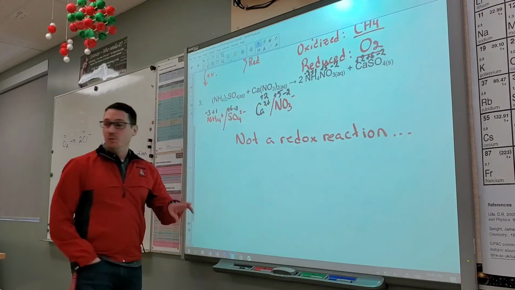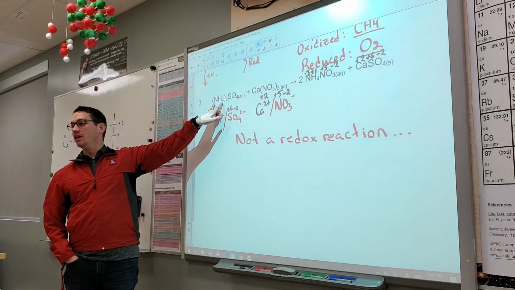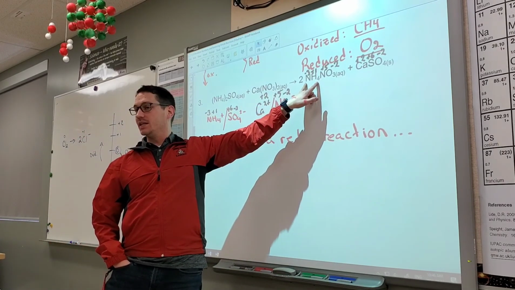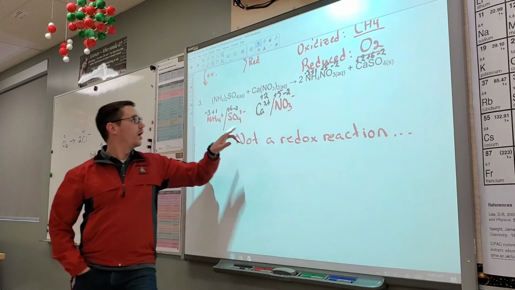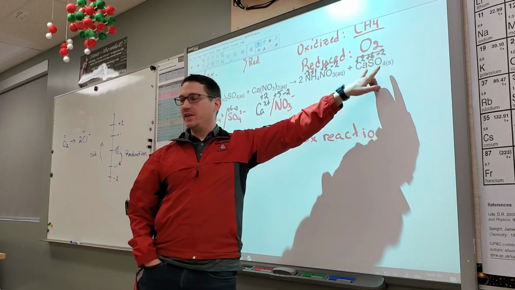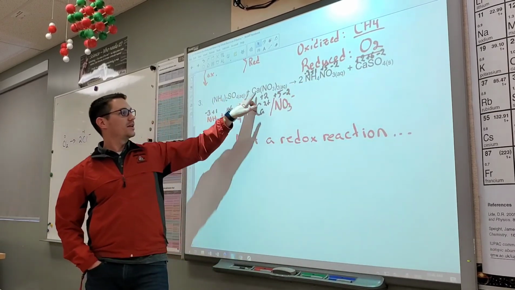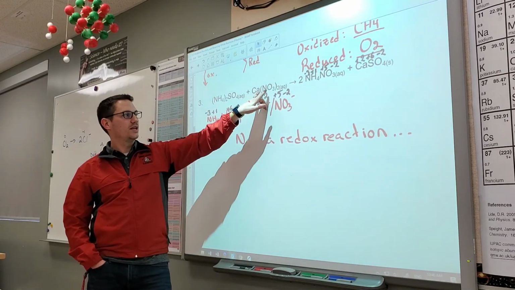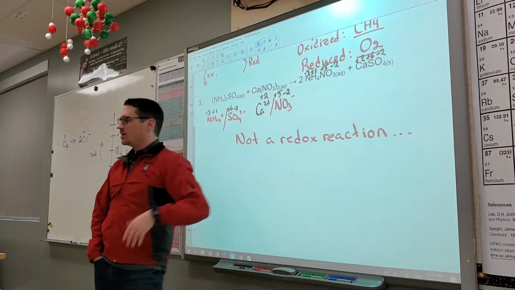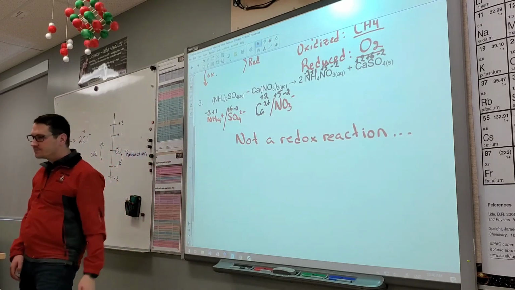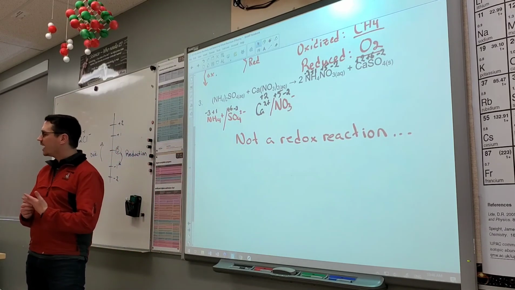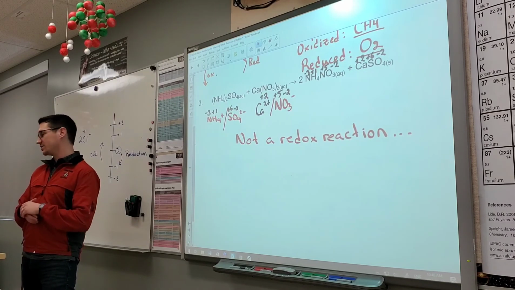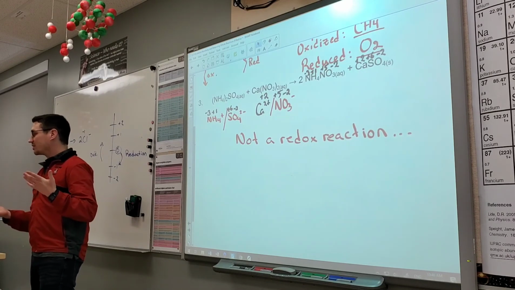Okay? What do you see at the beginning? What's the first thing you see? Ammonium. Do you see ammonium over here? Yes. Did it change at all? No. Move on. Sulfate. Did it change? No. Move on. Calcium. That's a little bit tough, but no, it didn't change. Nitrate. It didn't change. Did any of these ions change? No. Double replacement reactions, and this is a double replacement reaction, are often not redox reactions. So this is not a redox reaction.